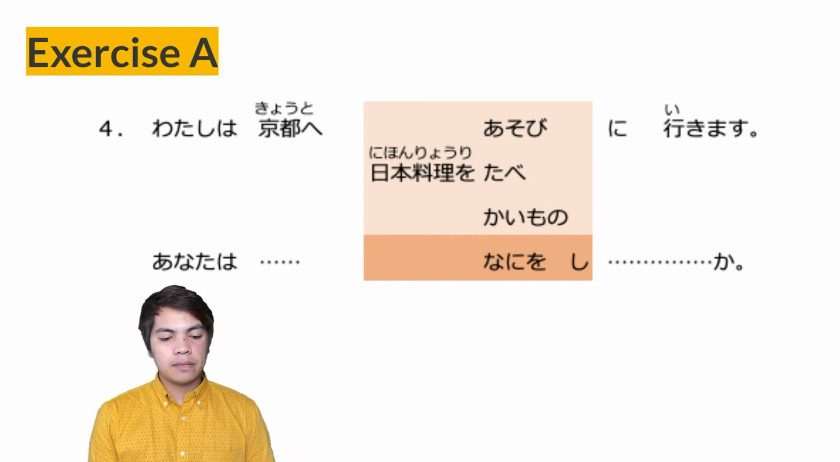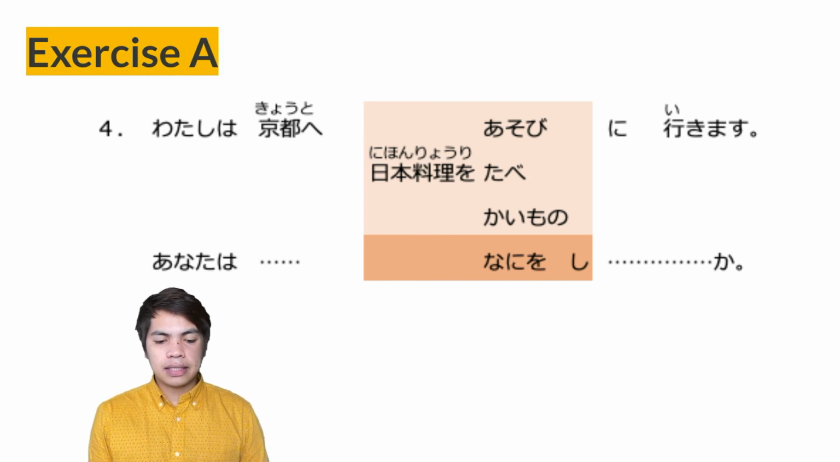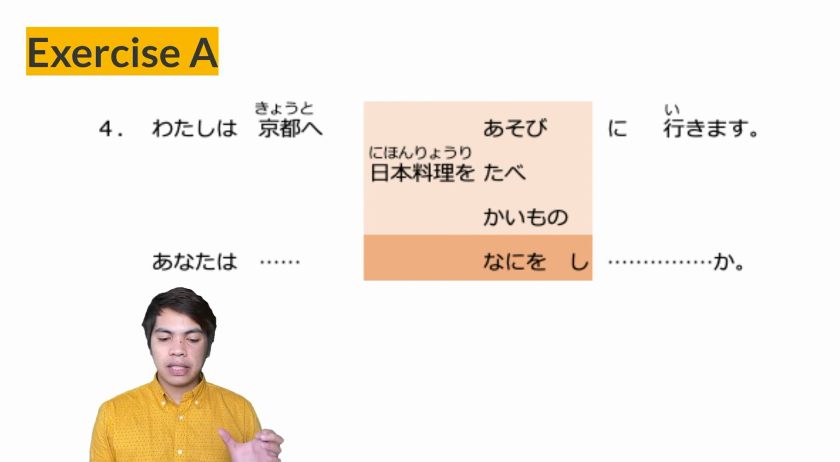So the interrogative is, Anata wa Kyoto e nani o shi ni ikimasu ka? So this is asking about your purpose of going to Kyoto. Nani o shi ni ikimasu ka?